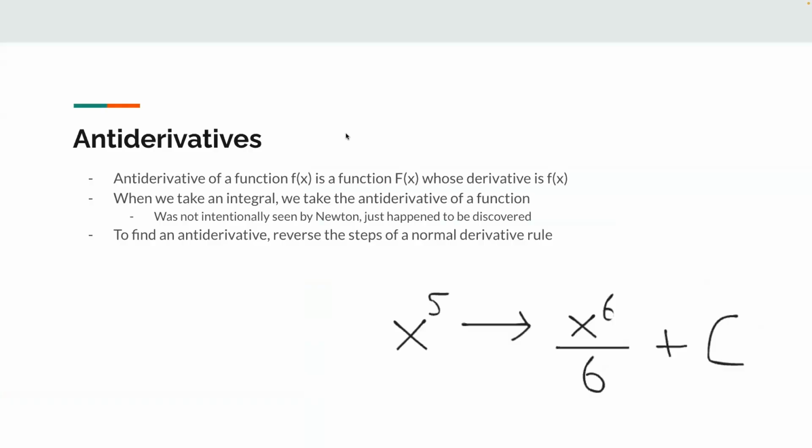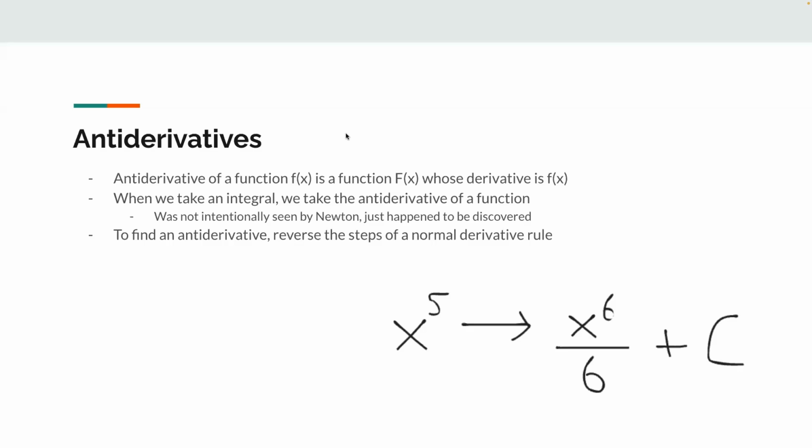All right, so the antiderivative of a function is a function F of x whose derivative is lowercase f of x. So when we take an integral, we actually take the antiderivative of a function. And actually, it was not intentionally seen by Newton, it just happened to be discovered that the antiderivative is the same thing as the integral.